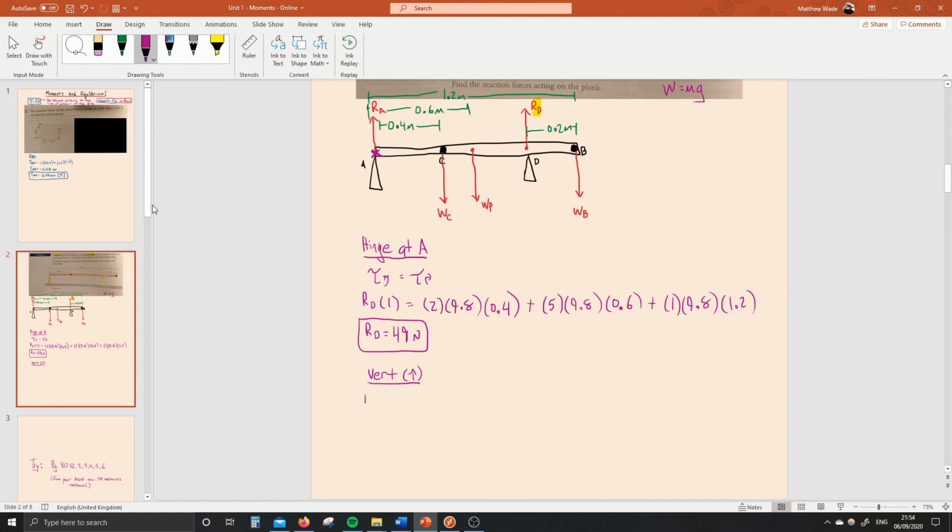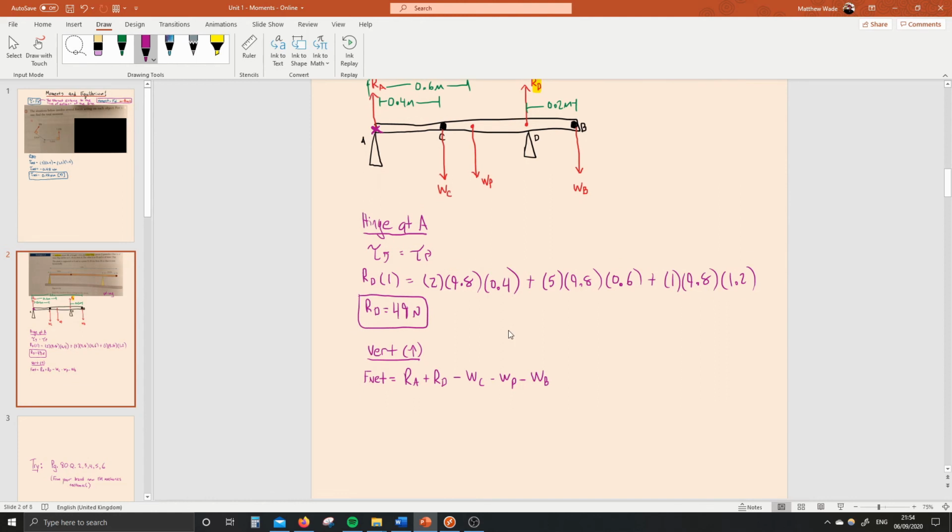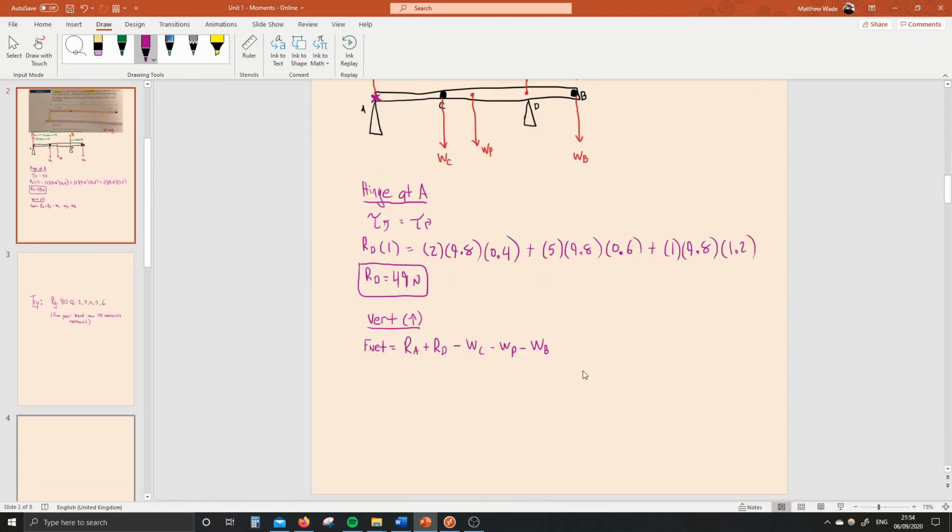So here's what you do. F net, the overall balance of the forces, is going to be everything up, which is RA plus RD, take away everything down. Take WC, take WP, take WB. Cool beans?